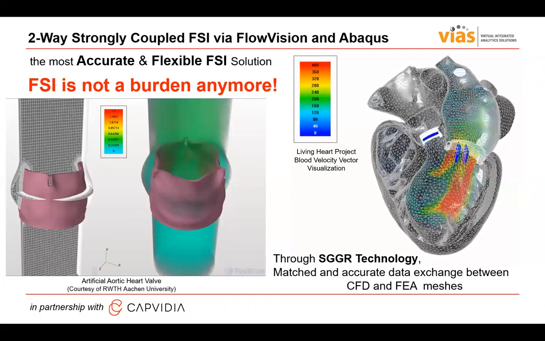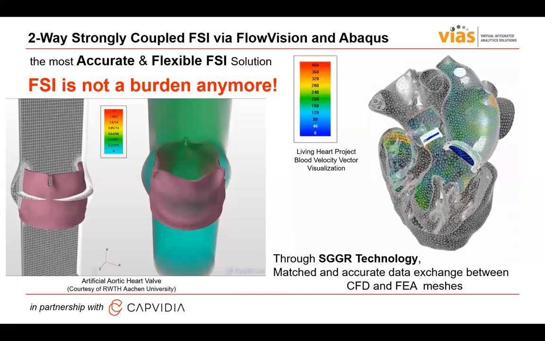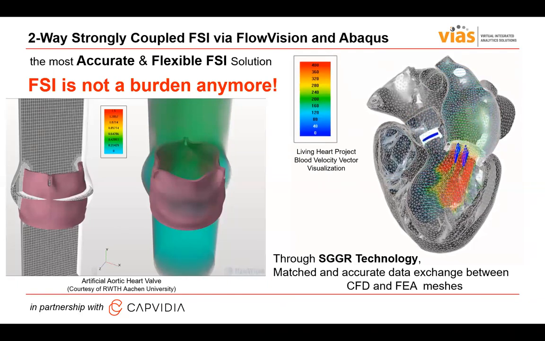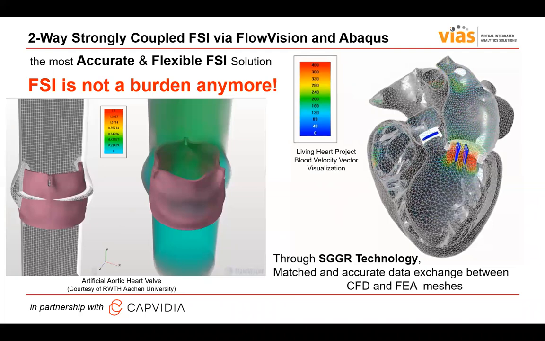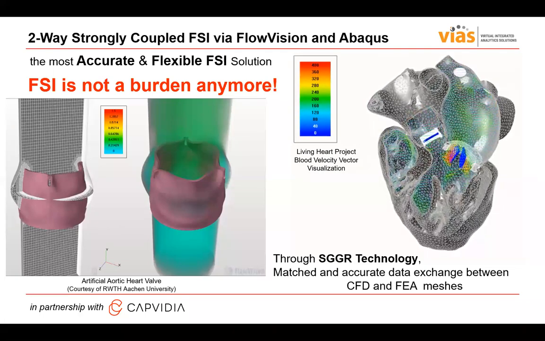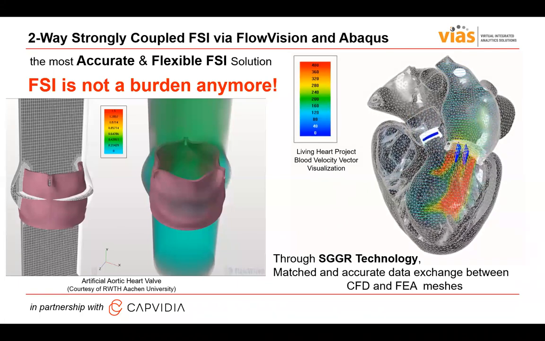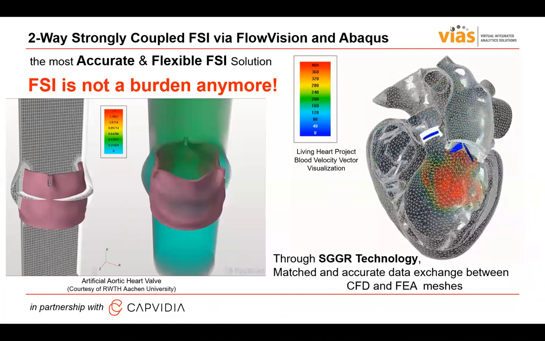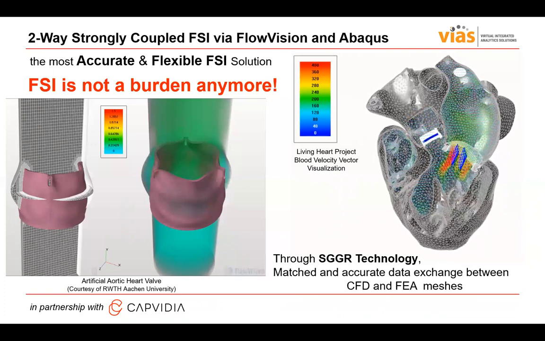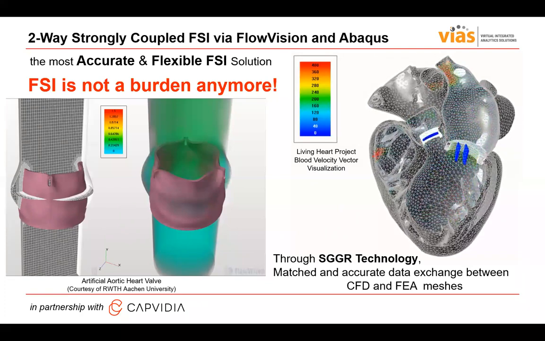So first of all, considering the accuracy, here we are bringing SGGR into the game, which allows the finite element boundaries to be accurately represented, without approximation. And this also gives us the chance to make completely matched, automatically mapped, accurate data exchange between the CFD and finite element domains.